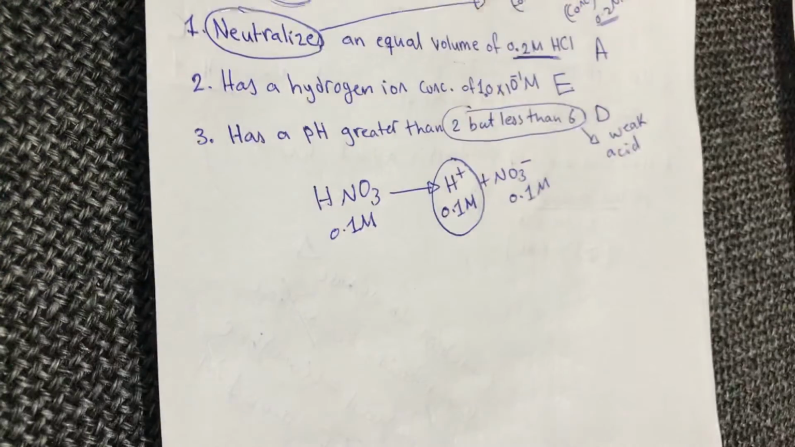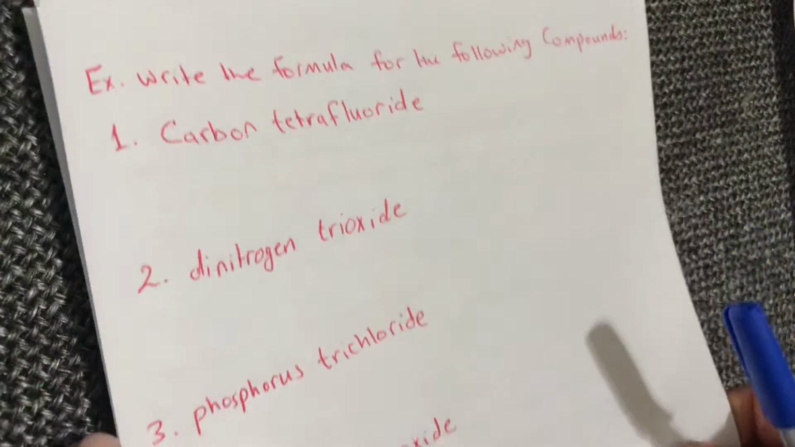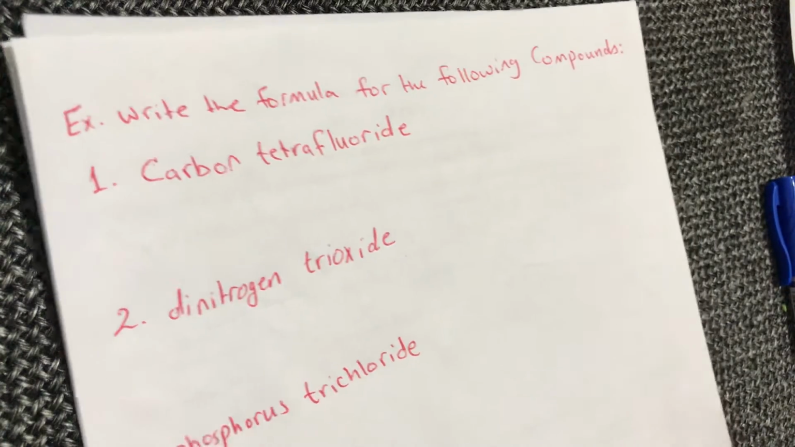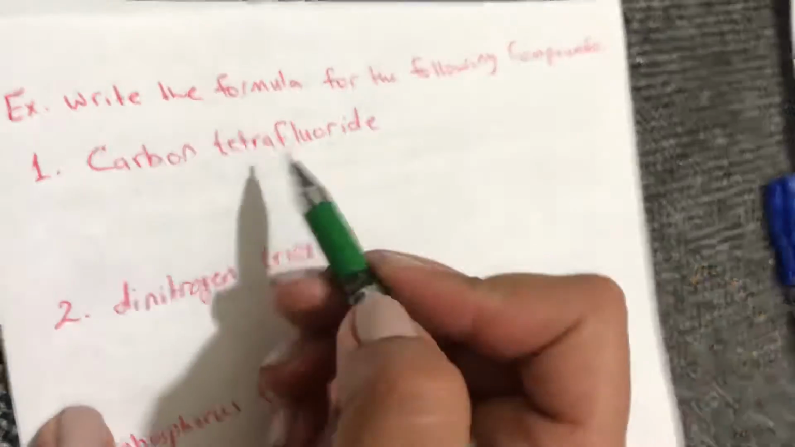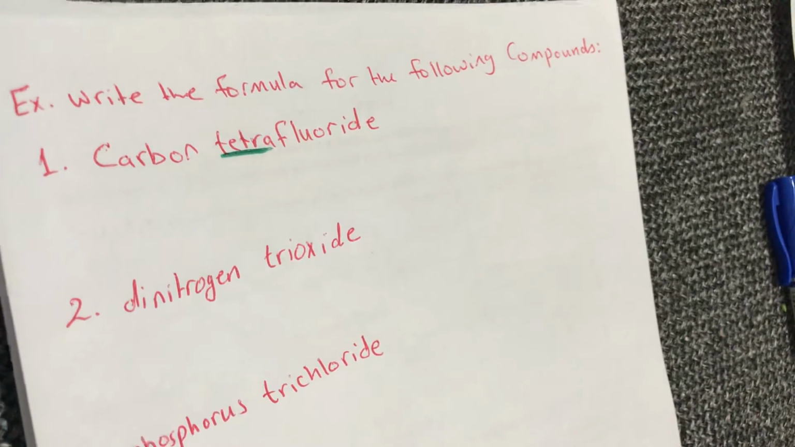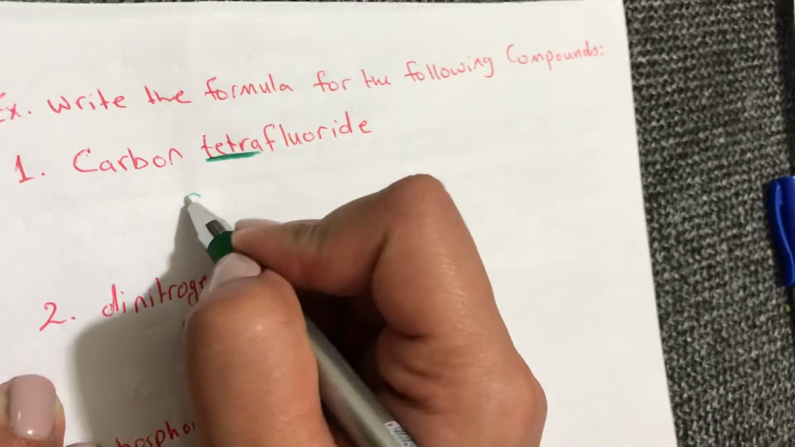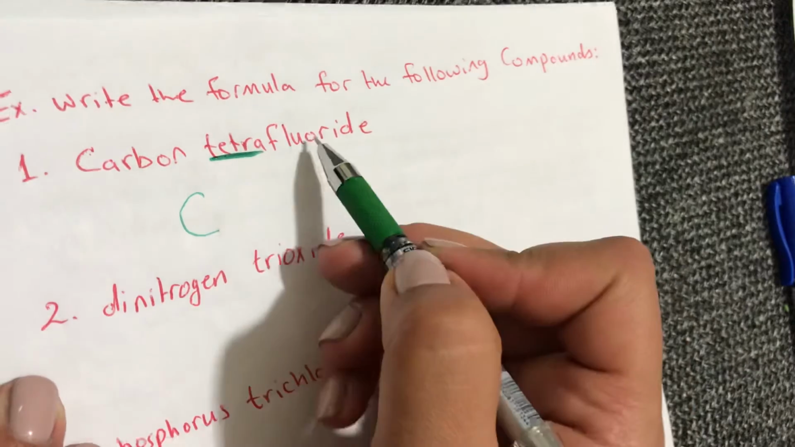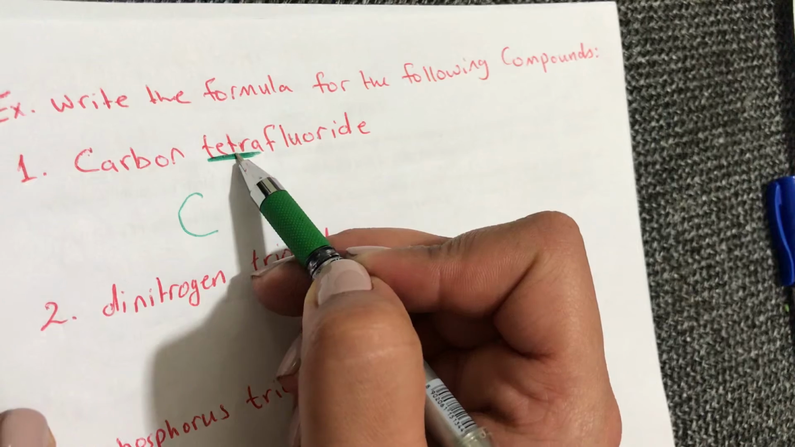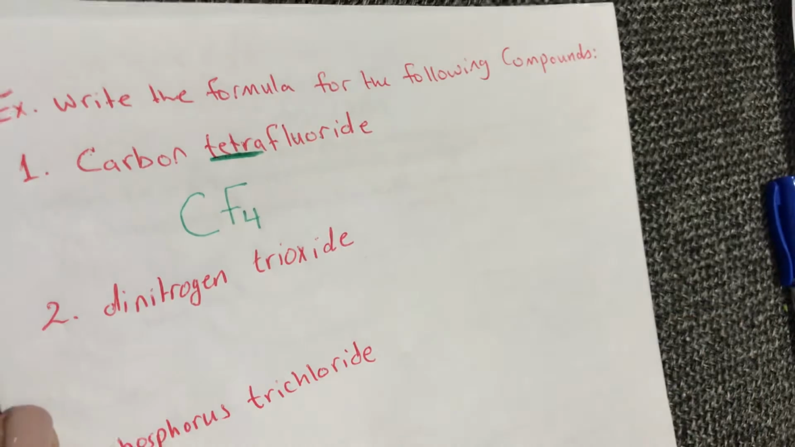Now, what about the reverse? If you have the name of a covalent compound, how do you convert it to a formula? Just use the prefix, you have to get which number each prefix stands for. So here, carbon tetrafluoride. So how many fluoride? Tetra is number 4. So you have 4 fluorine atoms.